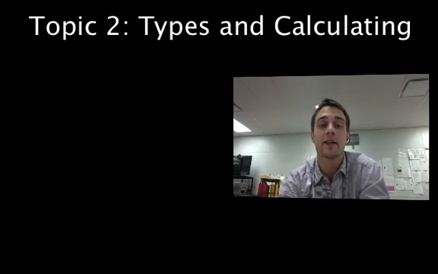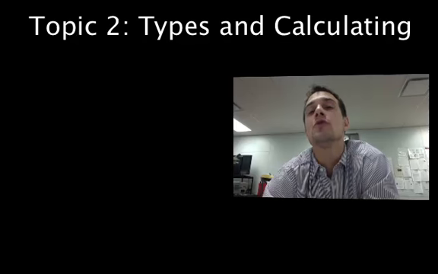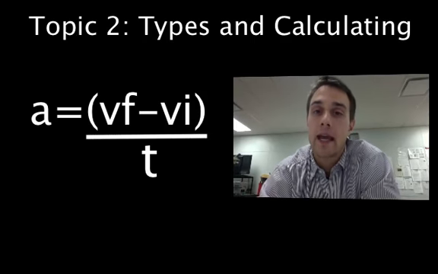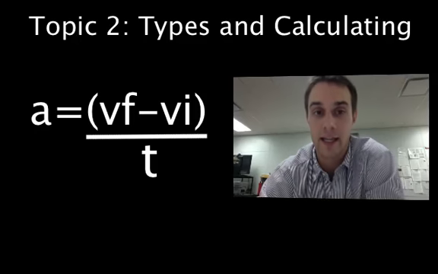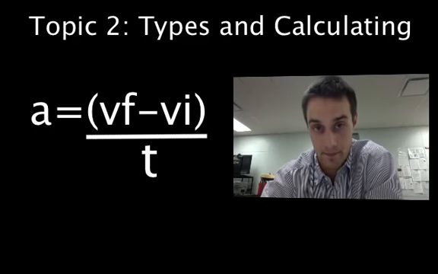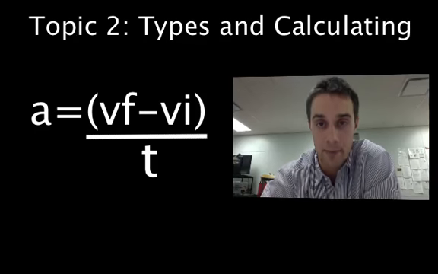Now, how do we calculate and figure out a numerical value for acceleration? Well, we do that by using this formula. A equals final velocity minus initial velocity, all divided by time. A equals VF minus VI over time.